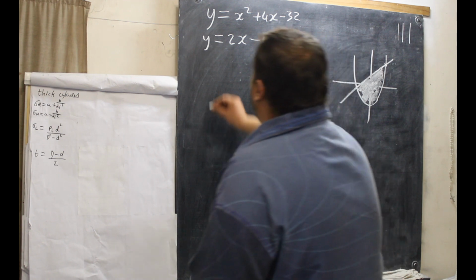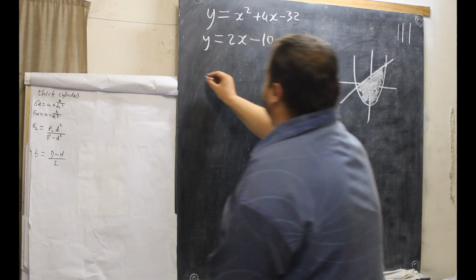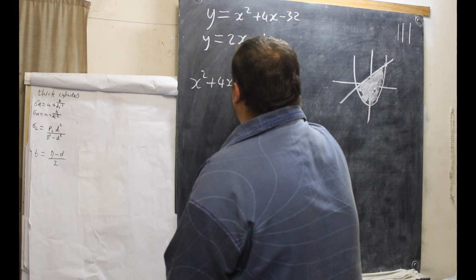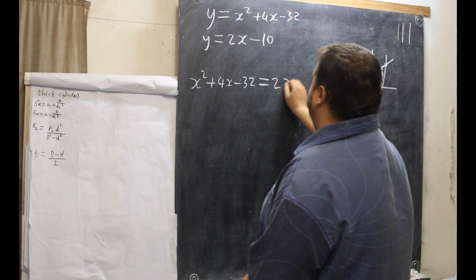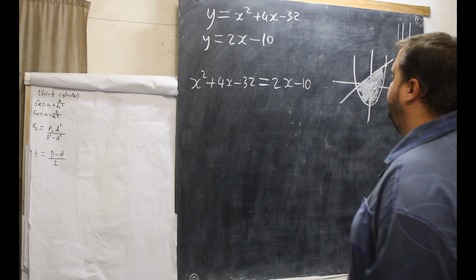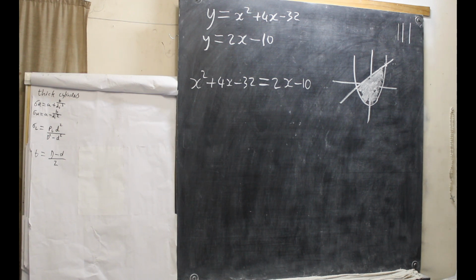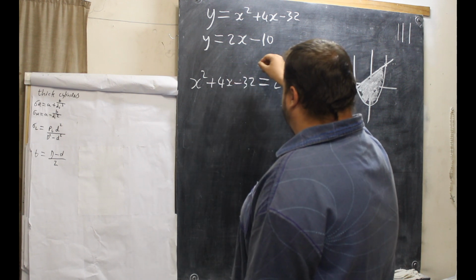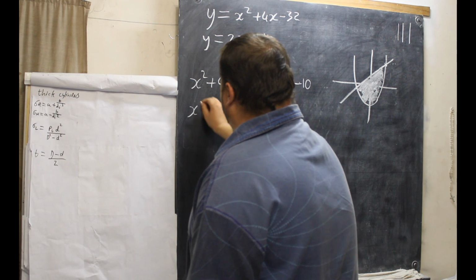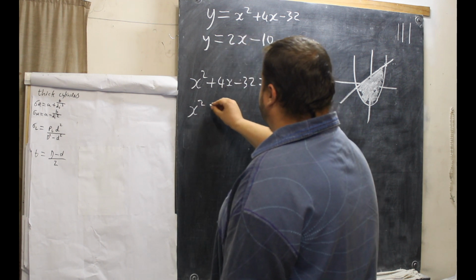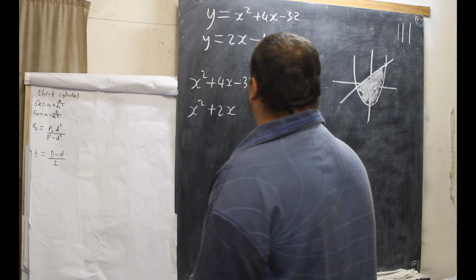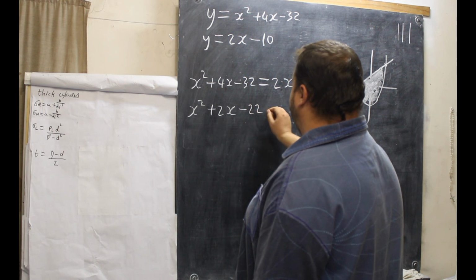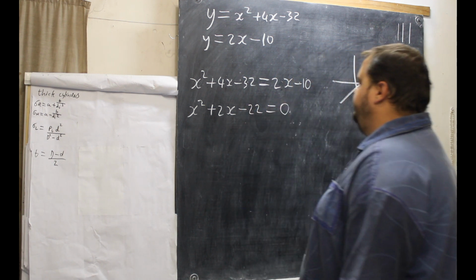Now to do that, we say x squared plus 4x minus 32 equals 2x minus 10. Now this comes over minus 2x, so that's x squared, 4x minus 2x is plus 2x, minus 32 plus 10 is minus 22, equals 0.